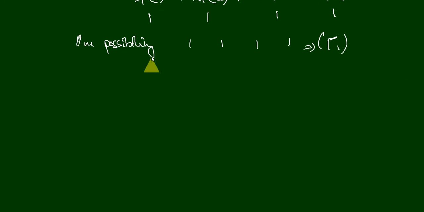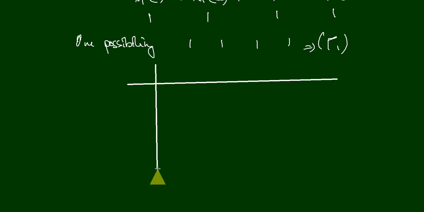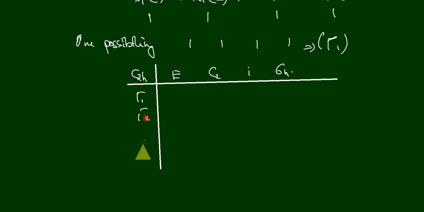So let me construct the character table in parts. So this is the character table of C2h. So let me write C2h here. Then I have the elements listed here, that is E, C2, i, sigma h. Then I have gamma 1, gamma 2, gamma 3, and gamma 4, because we have 4 irreducible representations.